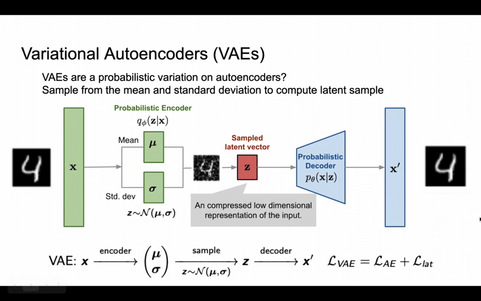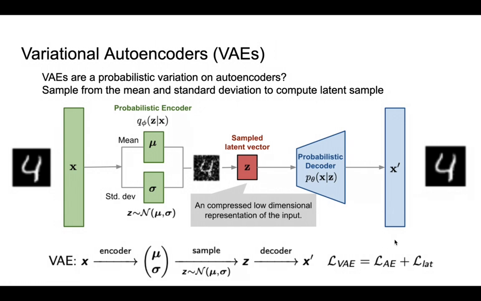The loss function of this variational autoencoder is composed of two terms. One is the mean square error of the output data to the input data, pixel to pixel. This is the same as the autoencoder.